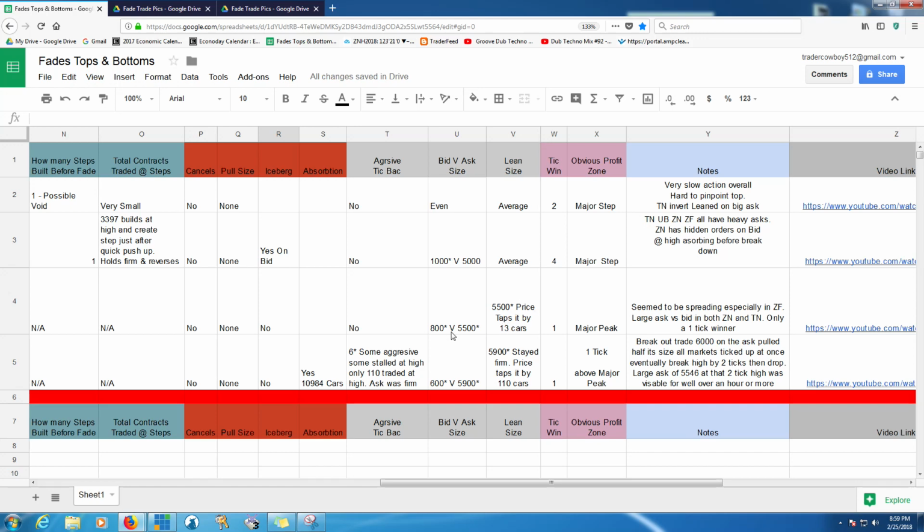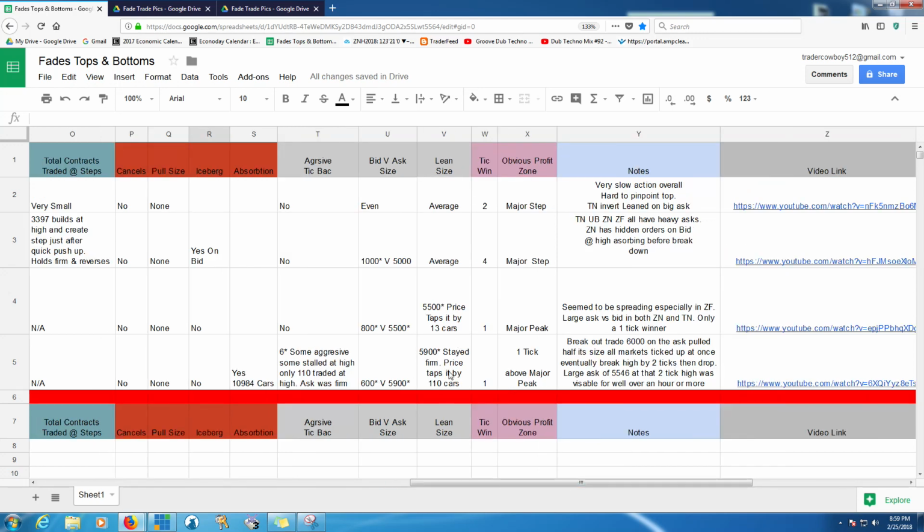So there's the 5,500, obviously, and the price taps it by 13 cars. So 13 contracts went to 5,500 before the fade happened, and it never came back until later in the day. 5,900 stayed firm. Price taps it by 110 cars. 110 contracts tapped the 5,900. The 5,900 didn't pull. If it did, it would be over here in the pull or cancels. So all that held firm.